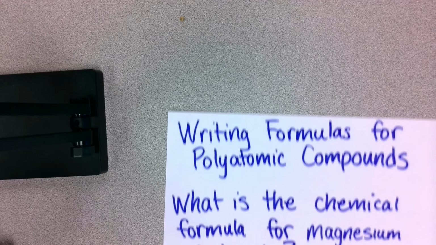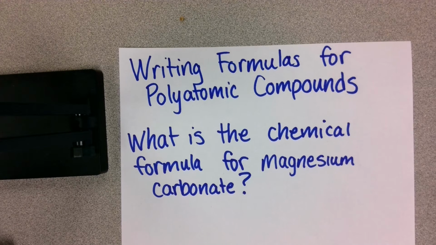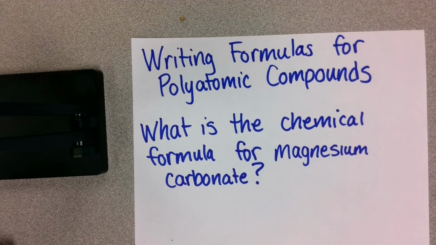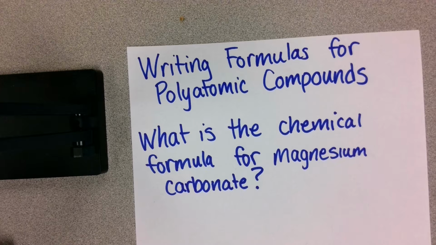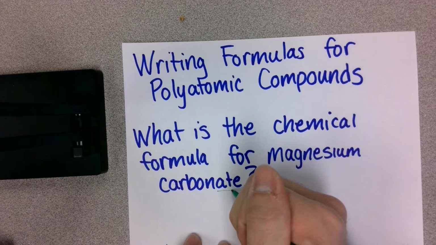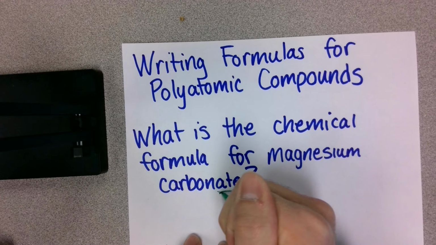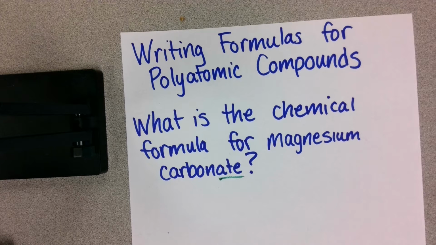So the first thing you want to do is, let's say we have something like this, and it says write the chemical formula for magnesium carbonate. Alright, so the first thing that you want to do is determine, do you have a polyatomic ion in this compound? The easiest way to do that is to look at the ending on the second one here. Usually with polyatomic compounds, the second one will end in -ate or something like that, and that's how you know that you would have a polyatomic ion.